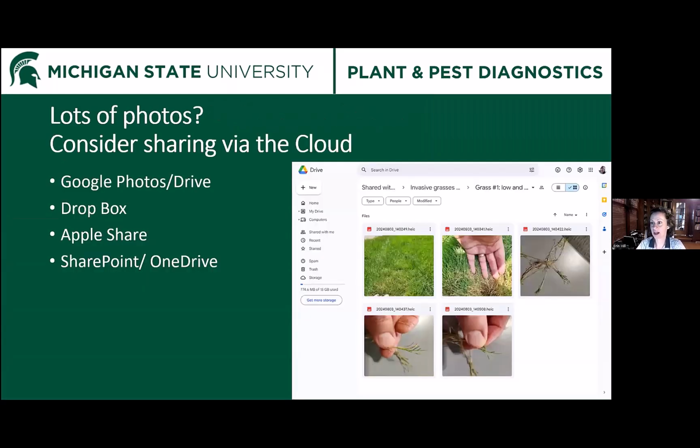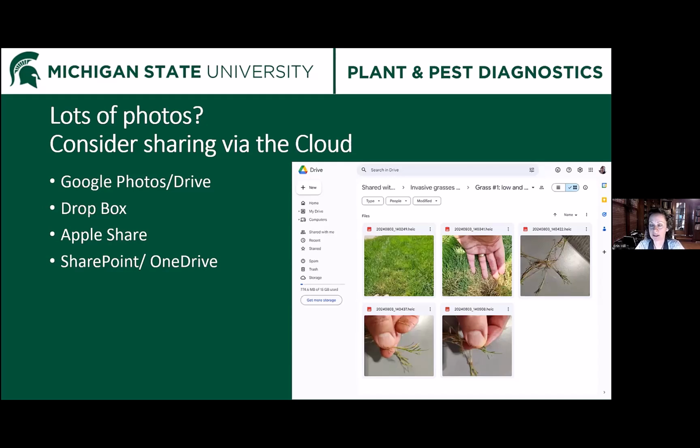If you're sending a lot of photos and you're sending those high resolution photos, this can be a problem for email. I think that MSU has either a 20 or a 40 megabyte limit on how much can be sent in one email and received. So what is helpful is to use the cloud to share those multiple photos with us. There are lots of cloud options, and all of them will create a link that you can send via email or text to your ag professional.